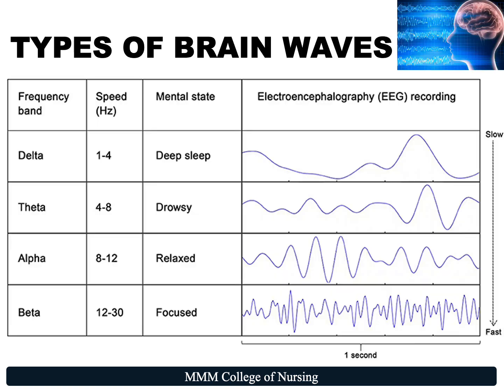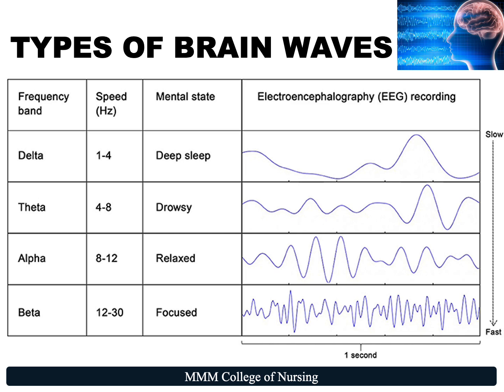Let's look at the types of brain waves that are assessed in EEG. The delta wave, the hertz is 1 to 4. The mental state will be deep sleep, and the recording shows a slow wave. Theta wave is 4 to 8 hertz, shows drowsy mental state, and you can see the variation in the wave. The third one, alpha wave, 8 to 12 hertz. Here the patient is in a relaxed, awake state, and you can see the variations in the waves.